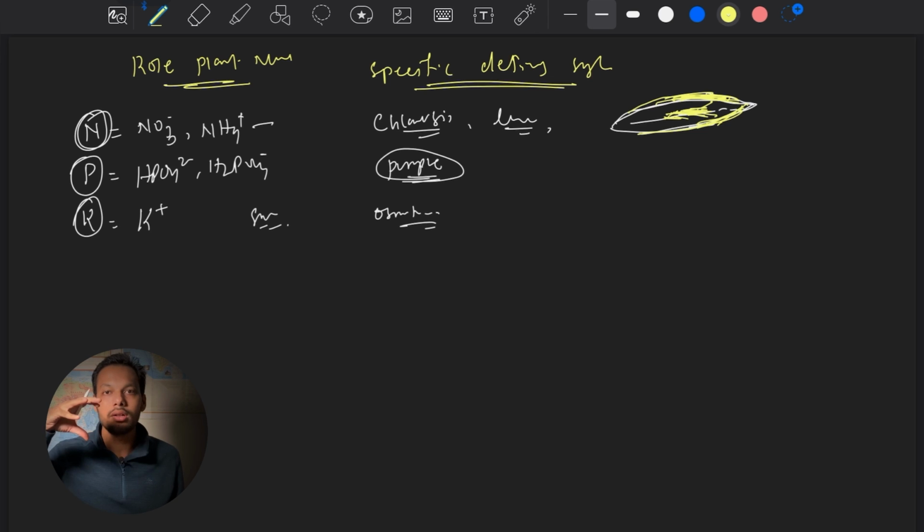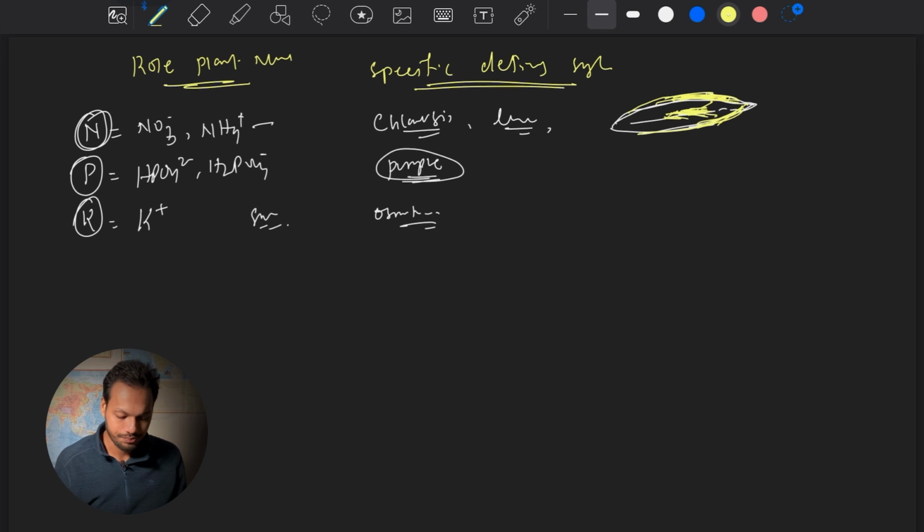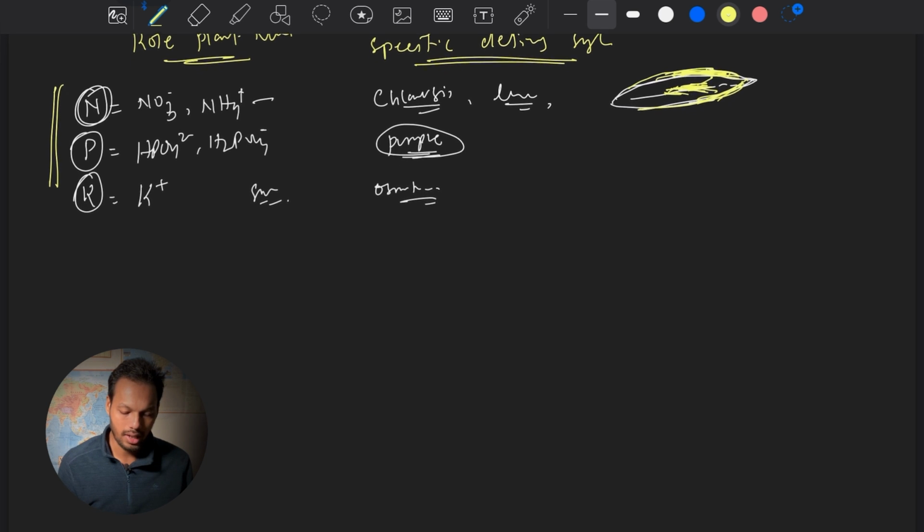Again, the cupping of the leaf. Suppose this is the leaf, this is the plane of the leaf. The cupping will be downward. Okay, cupping means it will fold downward. In case of potassium deficiency, there will be necrotic margin and it will fold downward mostly. So these are the primary nutrients, the form of uptake, their role and the deficiency symptom, if any.